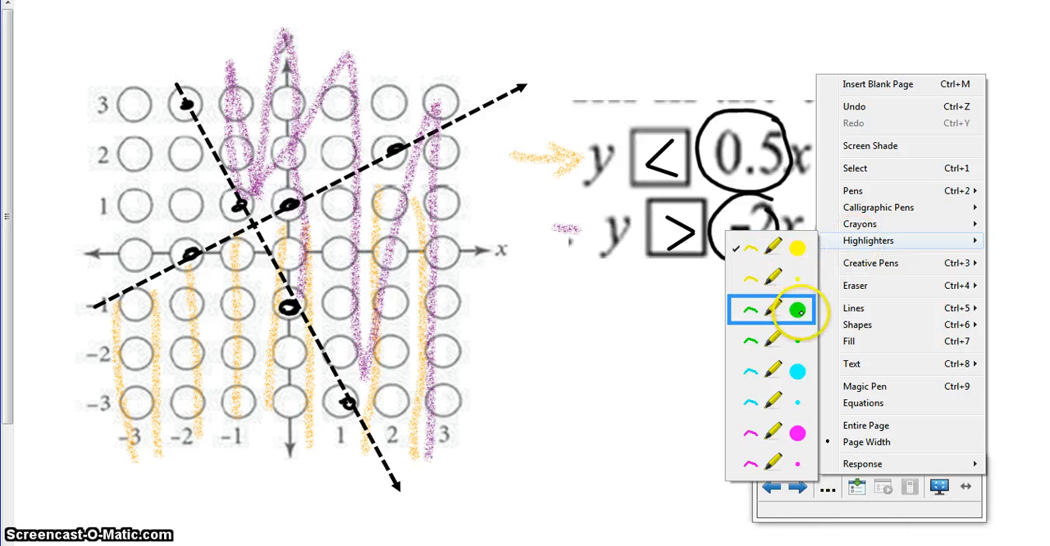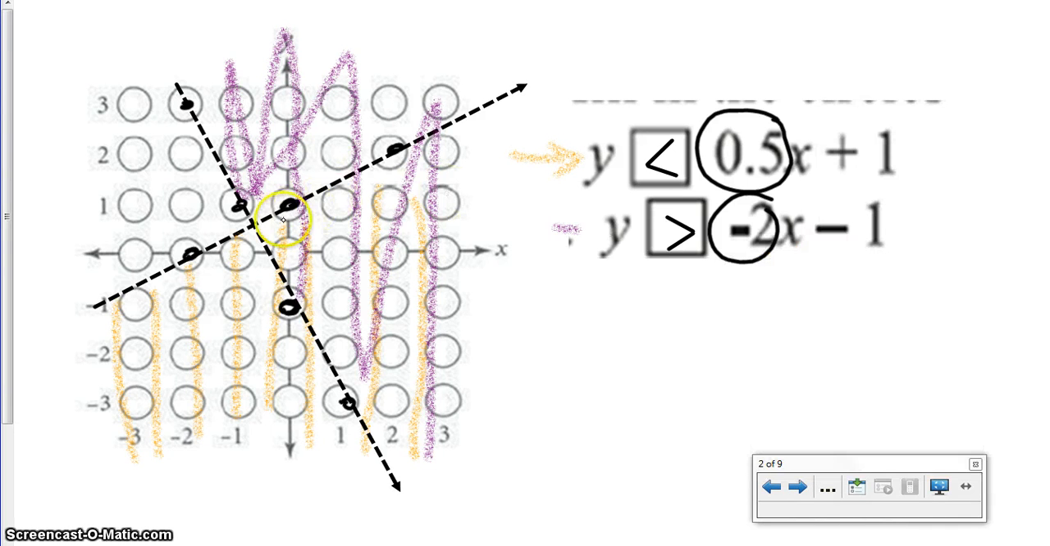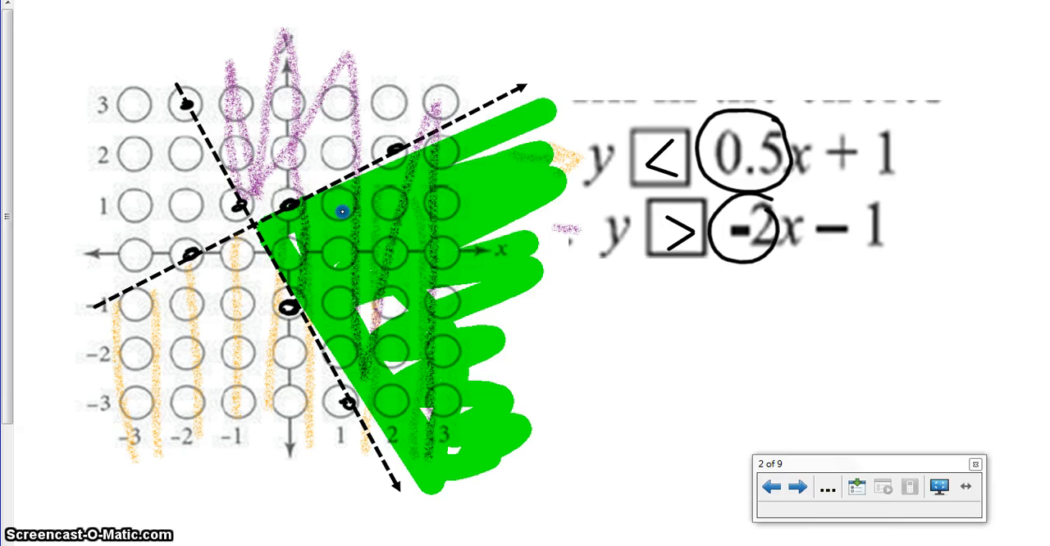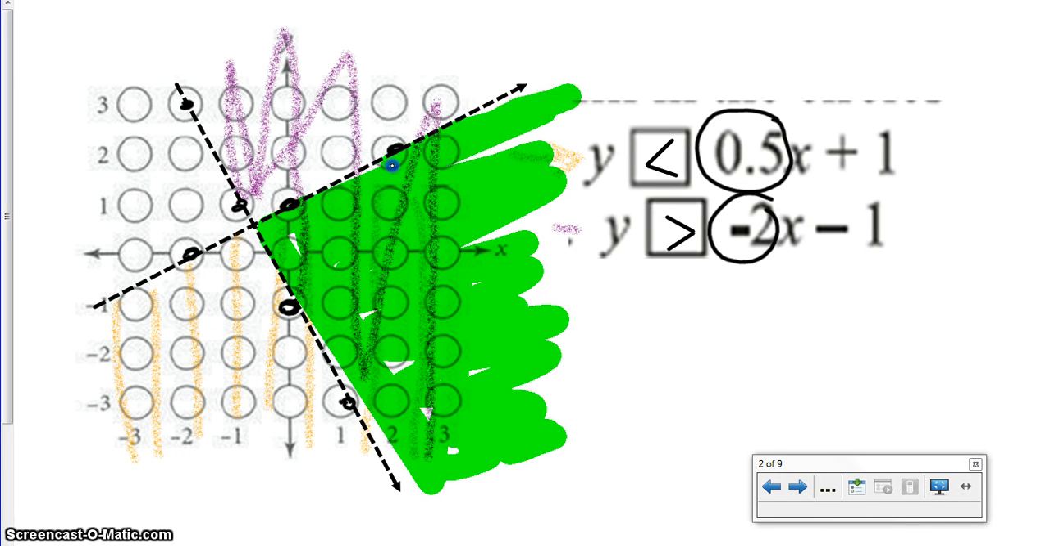Oh, yes, you do, Mrs. Rose. You have purple and brown right in here. You have it here and you have it here, and you have it to infinity and beyond, okay? Now remember, coloring in with Smartboard is not very easy, but this is your solution set.